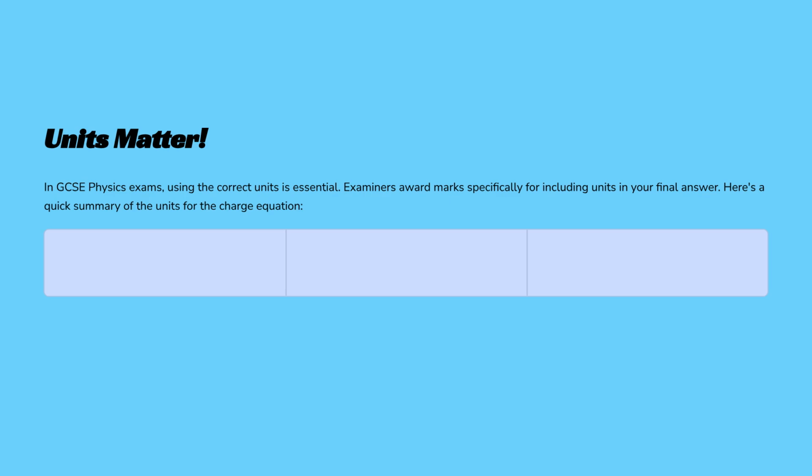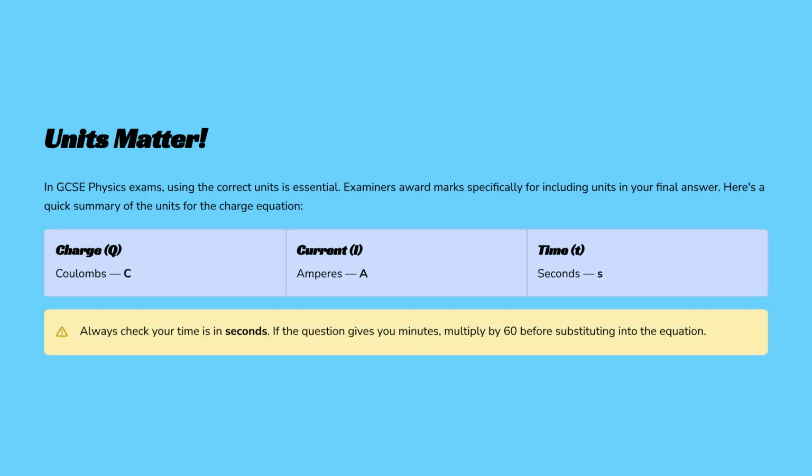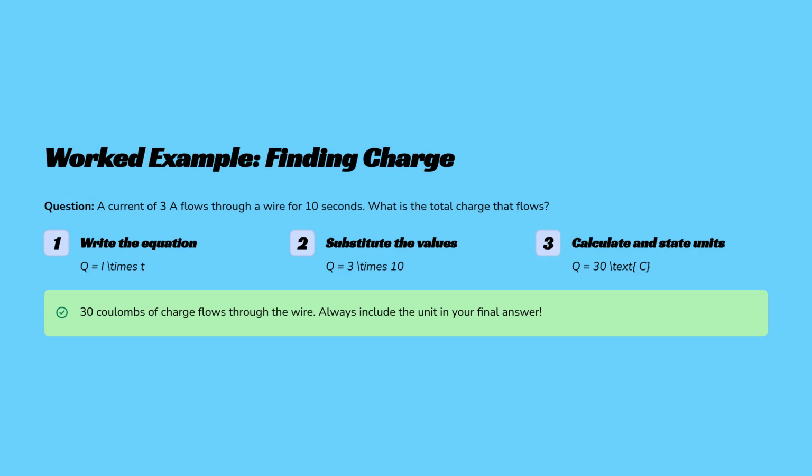Units are vital in exams. Charge is in coulombs, current in amperes, and time in seconds. If an exam question gives you time in minutes, always multiply by 60 first. Let's look at an example. If a current of 3 amps flows for 10 seconds, calculate the charge. Using our equation, 3 times 10 gives us 30 coulombs.